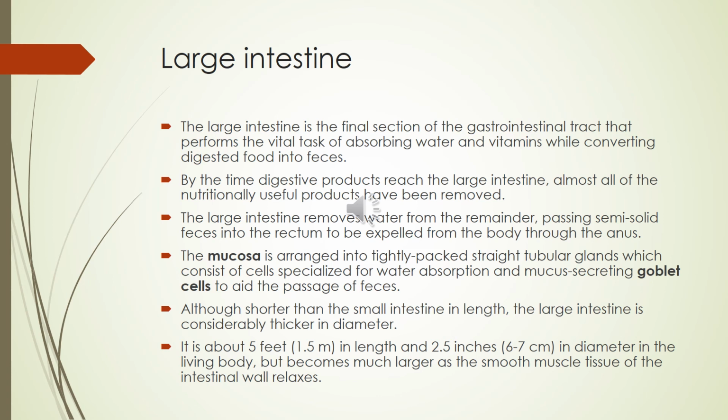The mucosa is arranged in tightly packed straight tubular glands which consist of cells specialized for water absorption, because water absorption does take place in the large intestine, and the mucus-secreting goblet cells to aid the passage of the feces. So the goblet cells do help the passage of the feces out from the body, and although shorter than the small intestine in length, the large intestine is considerably thicker in diameter.